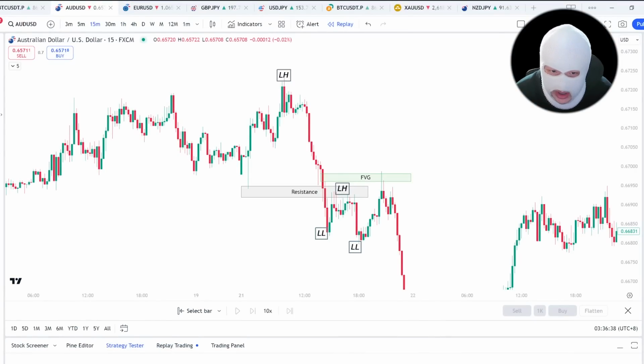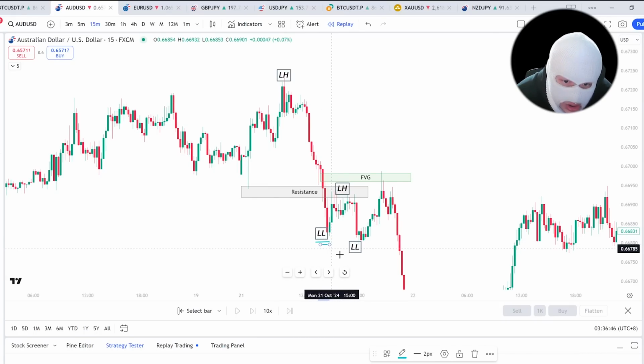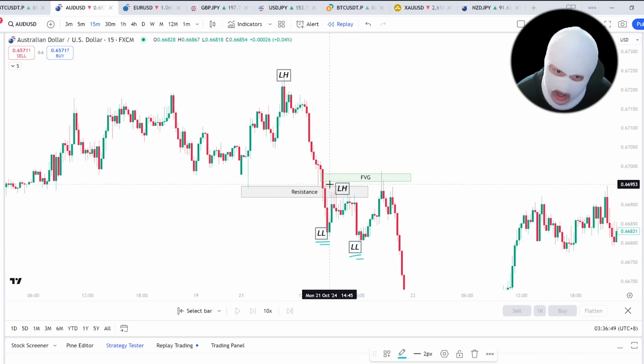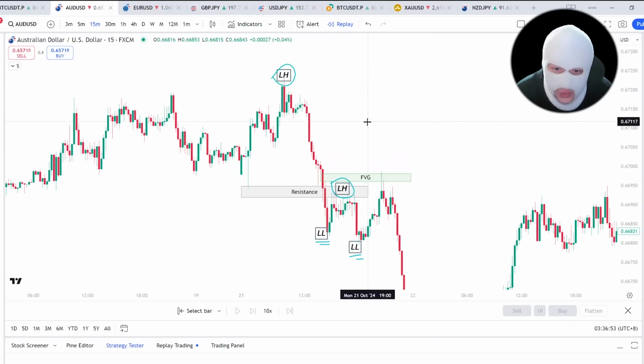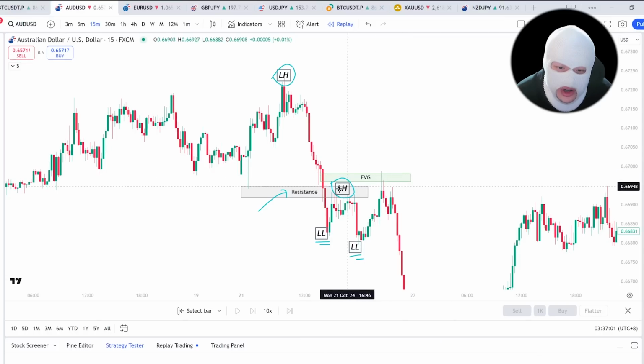This is the Australian US dollar on the 15-minute chart. We have a clear downtrend signified by the creation of lower lows and lower highs right over here and here. We have a recent level of support turned into resistance as marked out by the grey box right over here. This area here has been rejected by the market multiple different times.